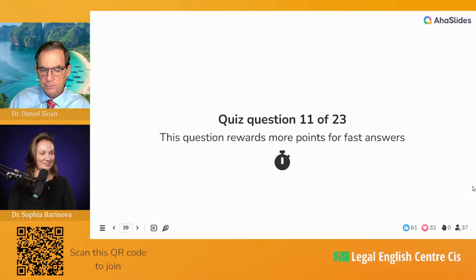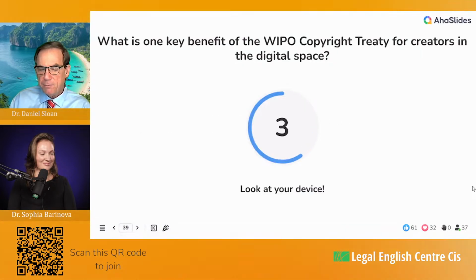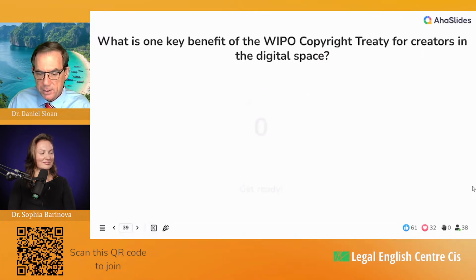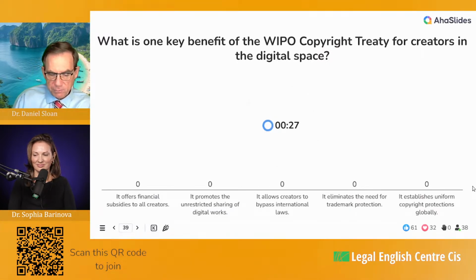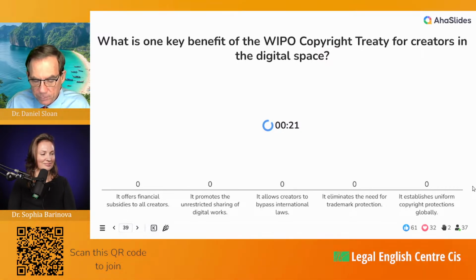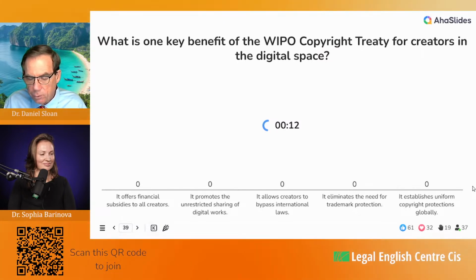Next question. What is one key benefit of the WIPO copyright treaty for creators in the digital space? Is it offers financial subsidies to all creators? It promotes unrestricted sharing of digital works. It allows creators to bypass international laws. It eliminates the need for trademark protection, or it establishes uniform copyright protections globally. We're testing your understanding.